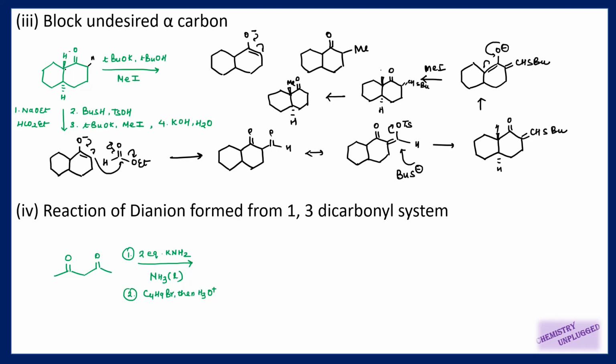Then fourth is the reaction of dianion formed from a 1,3-dicarbonyl system. So we have seen in the Clayden book summary how we can synthesize dianions from a 1,3-dicarbonyl system, and what is the important point about dianion reaction. If you remember, I have told you there that in case of a dianion, the anion which is formed last will react first, right?